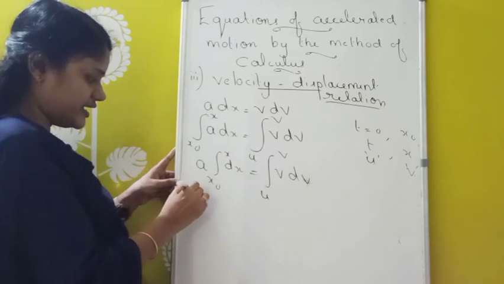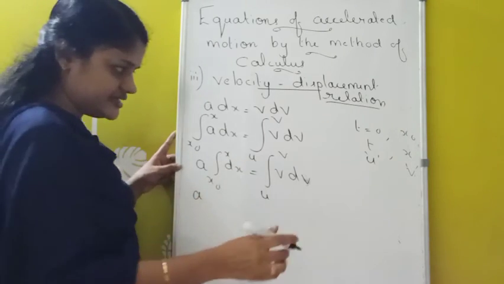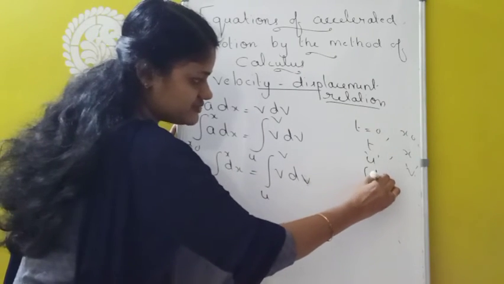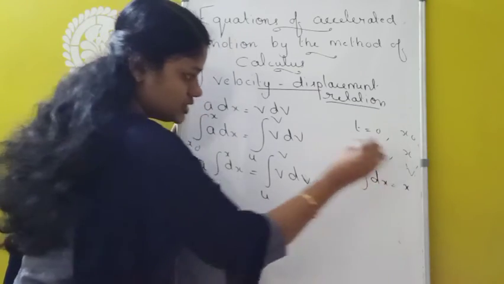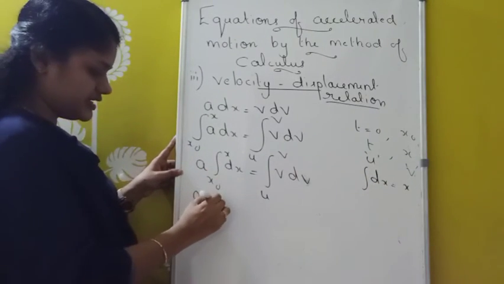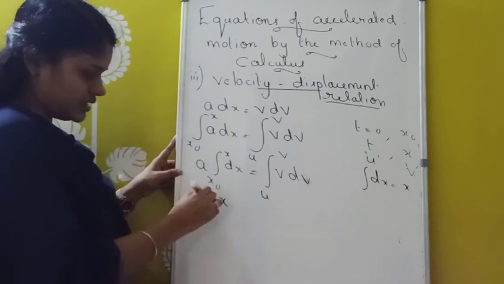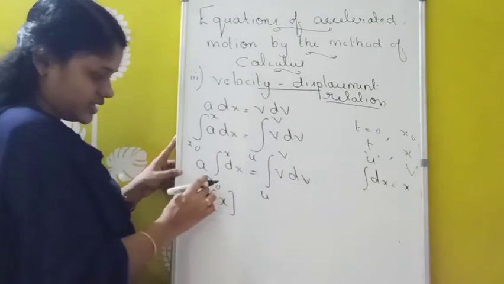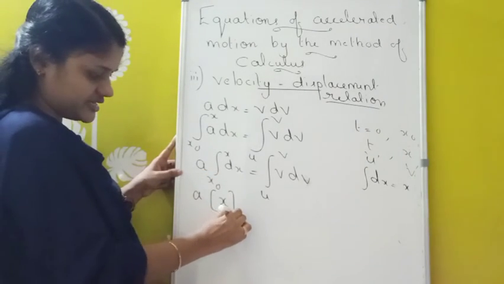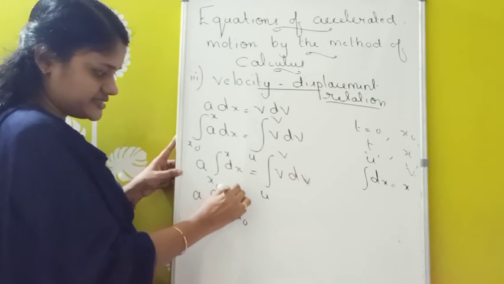Now a into, what is integral dx? Integral dx value is x. So instead of integral dx we can write x, then put a square bracket and put the limits. Lower limit is x0 and upper limit is x.